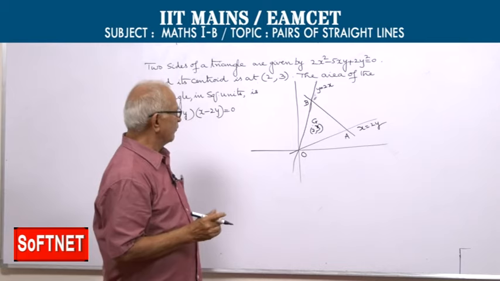Its centroid is at the point 2, 3. Centroid of the triangle formed by this pair of lines and another line. The third side of the triangle is not given. Two sides of the triangle are the lines passing through the origin given by this equation, and instead of giving the third side, he preferred to give the centroid of the triangle, which is at the point 2, 3. The area of the triangle in square units is, he is asking the area of the triangle.